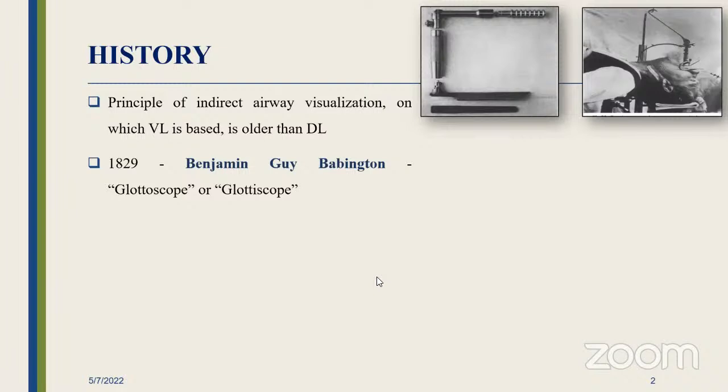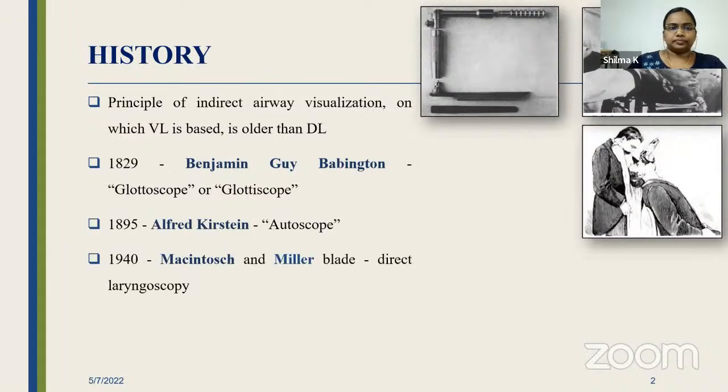In 1829, Benjamin Babington described the glottiscope, in which he used a speculum to displace the tongue and a system of mirrors to visualize the larynx with sunlight for illumination. Then in 1895, Alfred Kirstein described an autoscope which had an external source for visualization. In the 1940s, the Macintosh and Miller blades were introduced, and direct laryngoscopy has been the gold standard for endotracheal intubation.